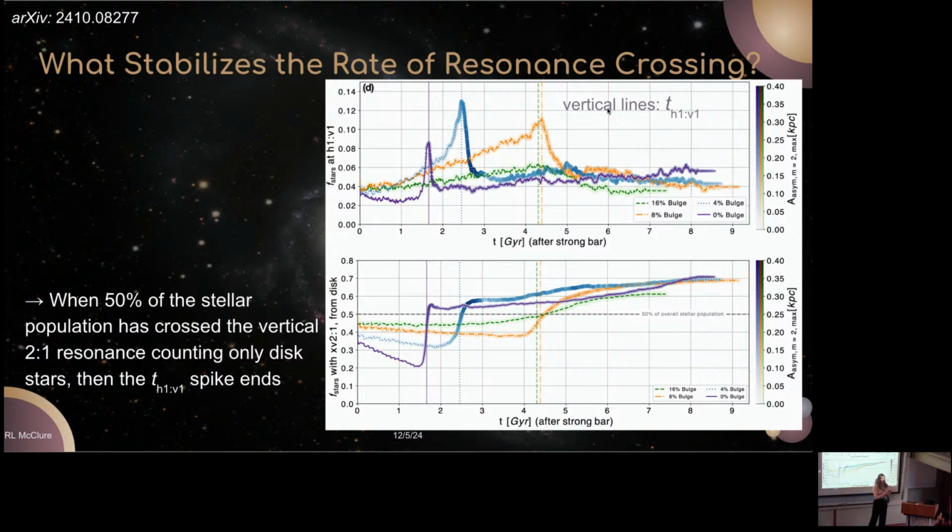When you add a central bulge at the beginning, you increase the fraction of stars that are already more vertically extended compared to your disk without the bulge at all. Basically, if 50% of the stellar population is at XV 2:1, then you stop having a sudden increase or a much higher fraction than you would normally have of stars with vertical and radial frequencies that are equal. So essentially what I find here is that until you have 50% of the stellar population with these vertically extended XV 2:1 orbits, you will have your bar stars crossing this vertical 2:1 resonance as well, and then you'll get an overdensity, an unusual spike in the fraction of stars that are undergoing resonance crossing. And what stops that process is when you hit the 50% threshold.